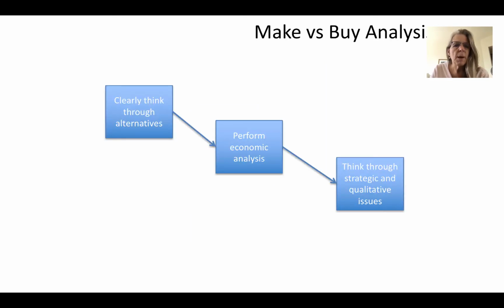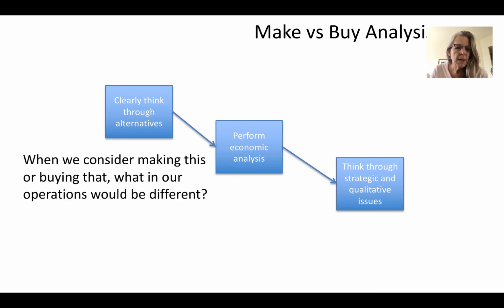In a make versus buy analysis, there's really three steps. You first clearly think through what are the alternatives of make versus buy and what are the consequences of each of those alternatives. Then you perform economic analysis to compare that using engineering economy, and then you think through strategic and qualitative issues associated with the make versus buy decision. We will go through all of these three steps in this video.